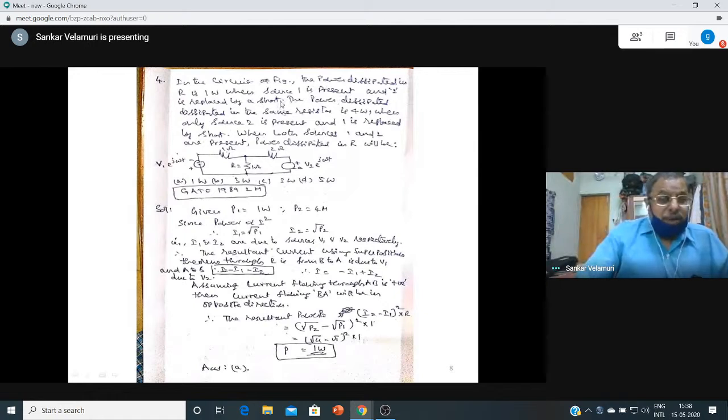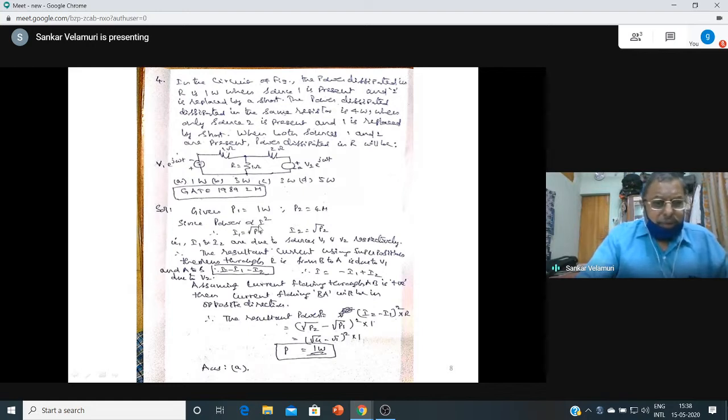When source 1 is present, the current will be flowing from this end to this end, and the second source acting alone gives the current flowing from this end to this end. Now, you know the total power is not the algebraic sum of the powers. It is only the algebraic sum of the currents. So, given P1 is equal to 1 watt, P2 is 4 watts. Okay, it is W, not M. While writing, small errors are there.